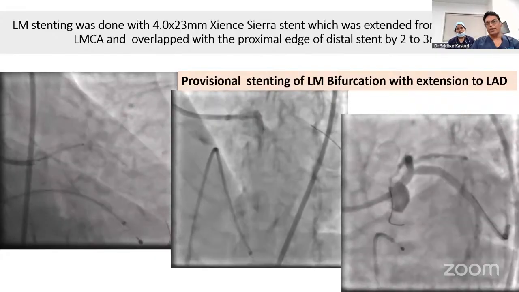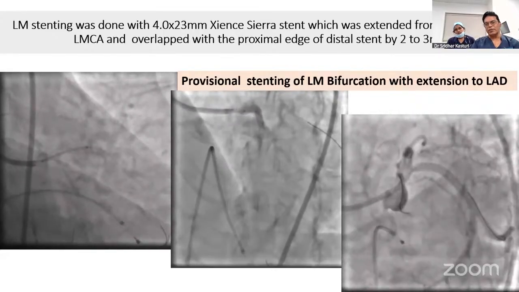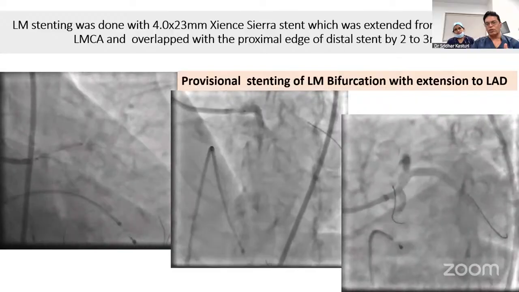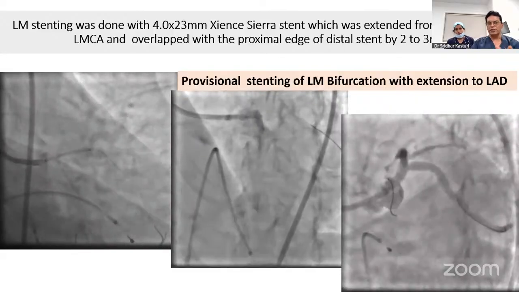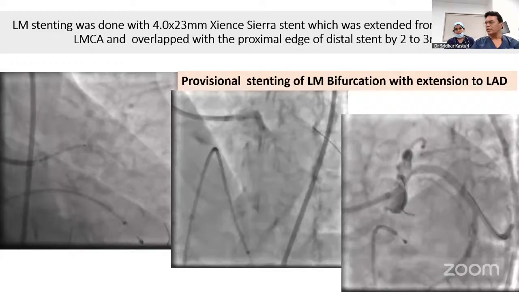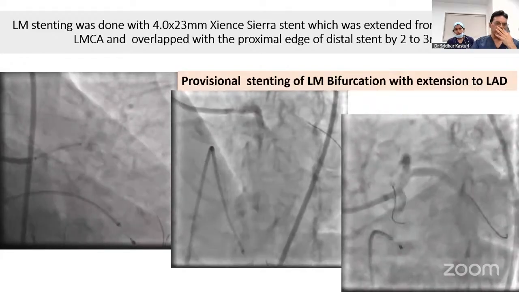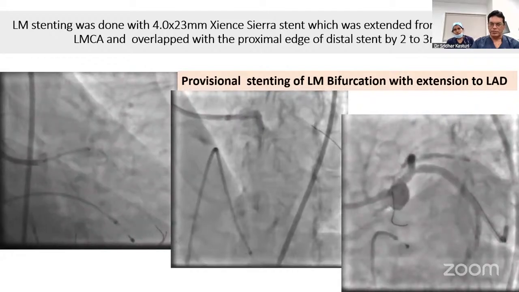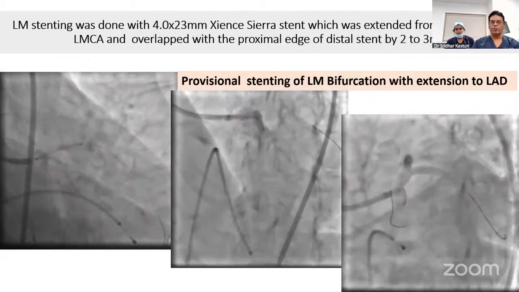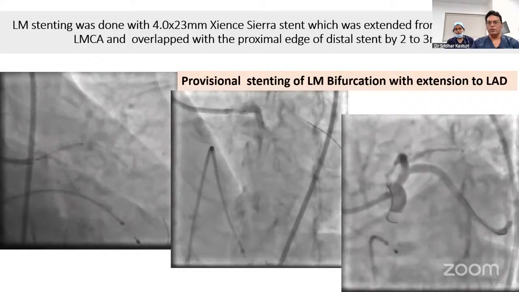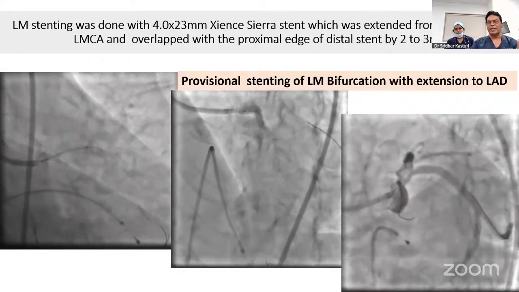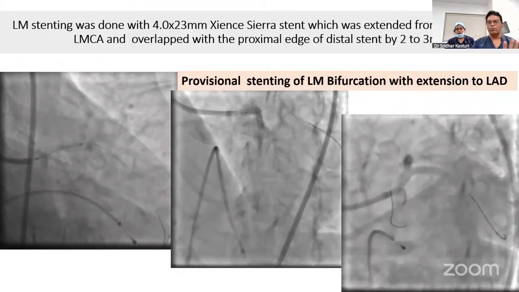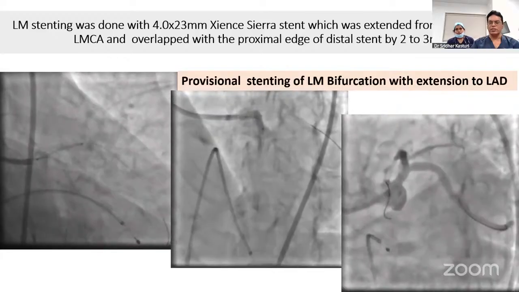So here, for the provisional stenting, why we have chosen this design: one is good radial strength. The strut thickness is about 80 to 85 microns, and it has the fluoropolymer, and at the same time expansion, the 4 mm can go up to 5.5. So based upon that good radial strength, and calcific lesion, that's the reason we opted for Xience in this patient.